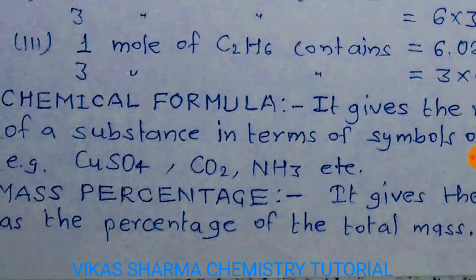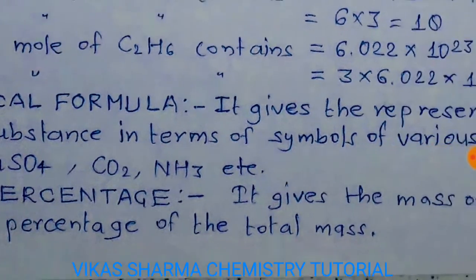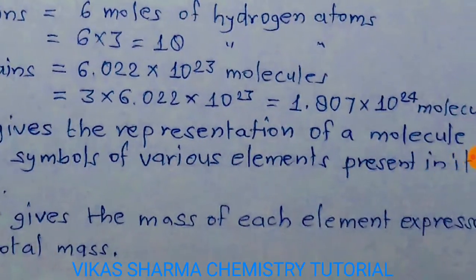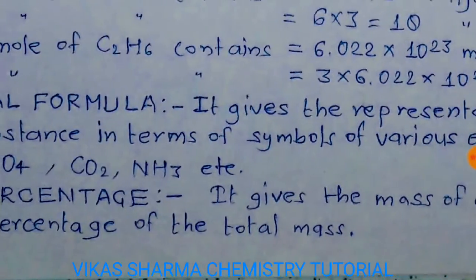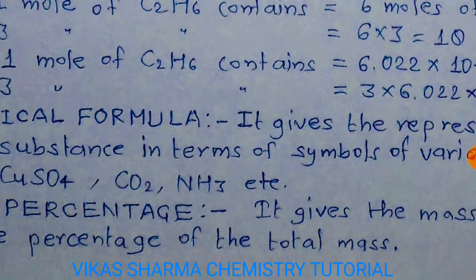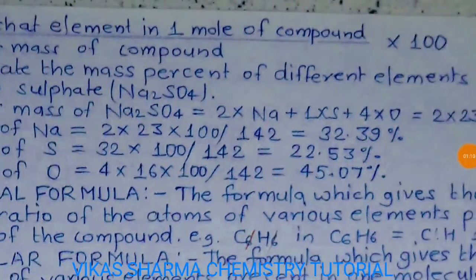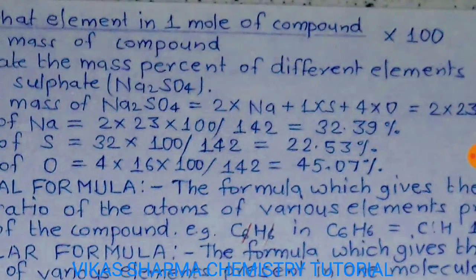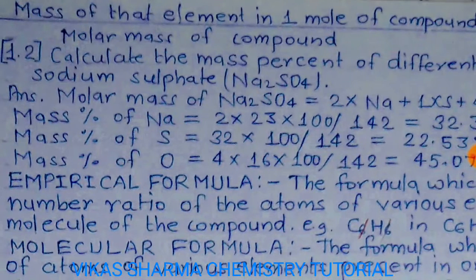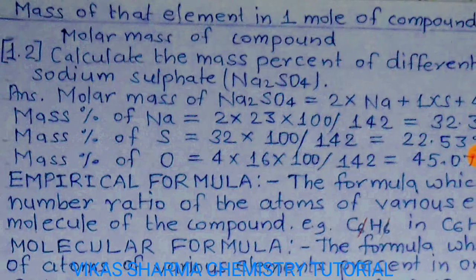Student, the second, mass percentage. It gives the mass of each element expressed as a percentage of the total mass. So, mass of that element in 1 mole of compound multiplied by 100 and divided by the molar mass of the compound. In the NCERT book, question 1.2 describes this formula and how we can calculate the mass percentage of any substance in a molecule.